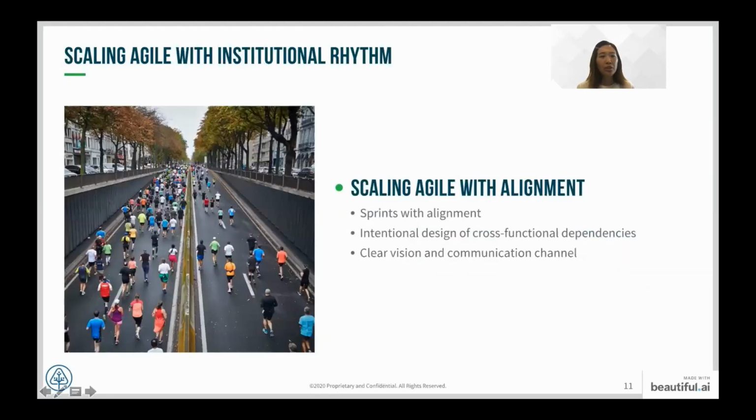So many organizations have a lot of people that's sprinting, working really hard, very busy. But what's really difficult is having alignment with all these sprints that are going on. And that comes with clear communication and effort to intentionally design cross-functional dependencies so we're all aligned with a clear vision and clear communication channel.